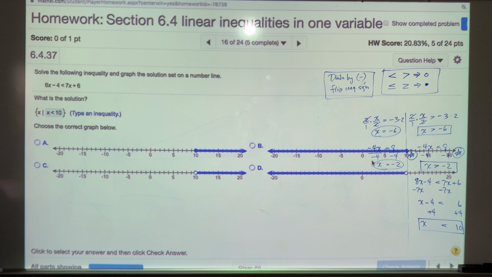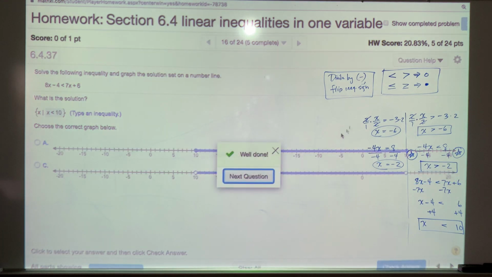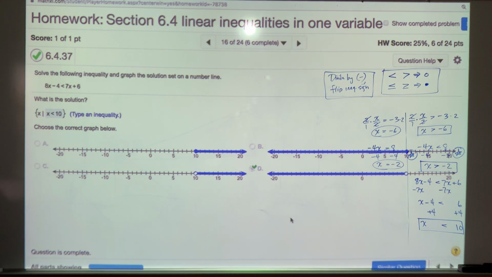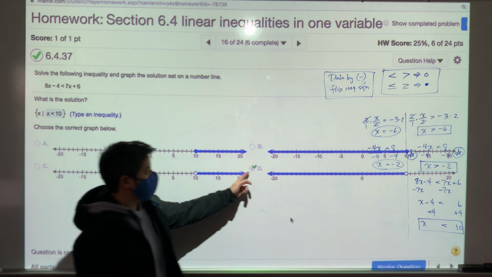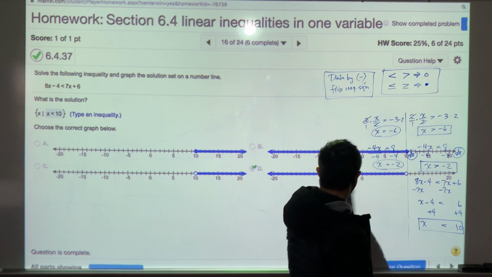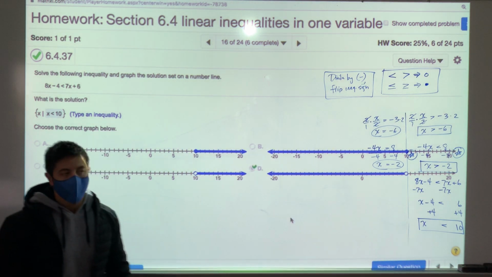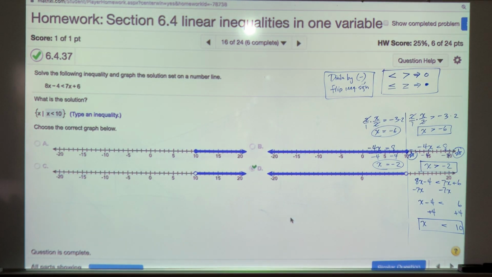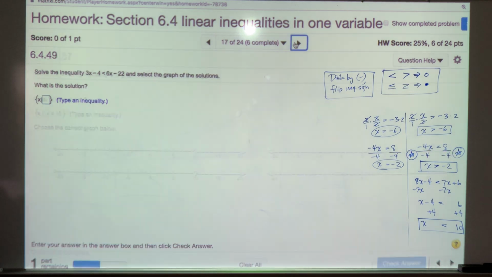Okay, so the answer was x is less than 10. That means an open circle, and you need to go to the left. Open circle to the left, and that's exactly what happens if you select D. D, open circle at 10, less than. Any questions? All right, let's go to 17. Another one.